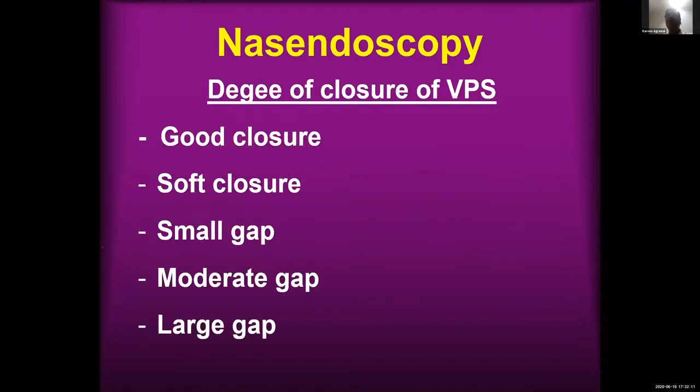Next, please. Then, degree of closure. Is it good closure? Is it soft closure? Is a small gap there, a moderate gap, a large gap? So these are all subjective. One has to assess the degree of closure, and this comes with experience. If you see the literature and you keep doing it, you will be able to understand how to decide what is soft closure, what is a moderate gap and a large gap. Next, please.